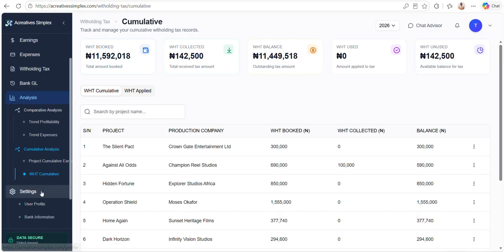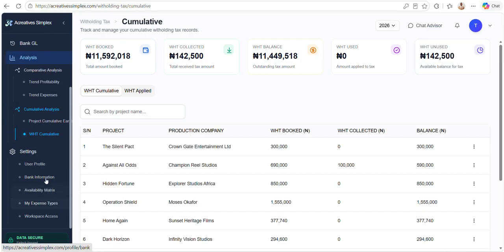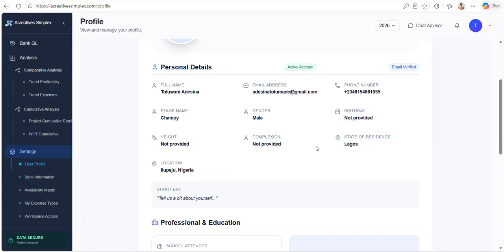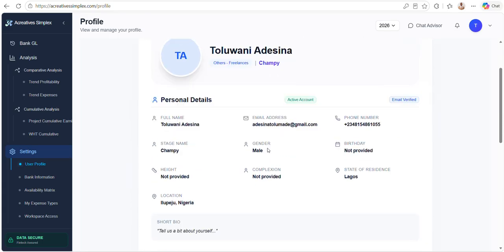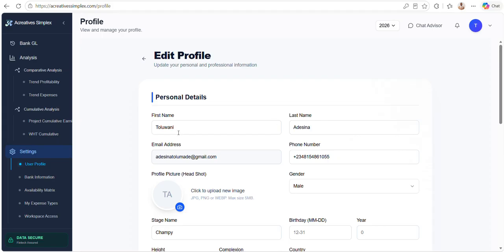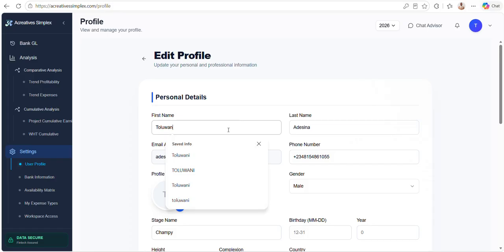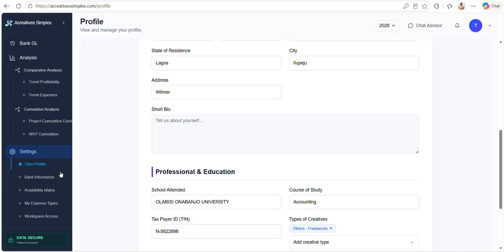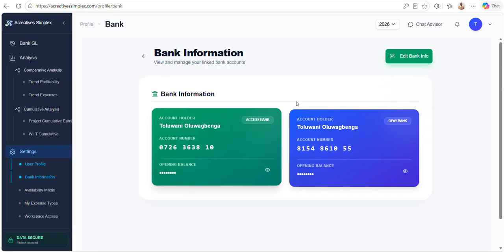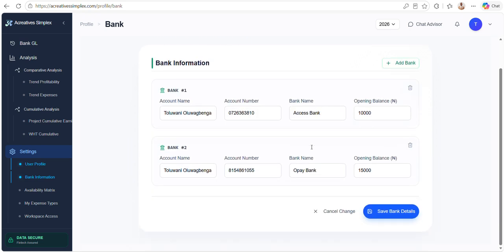Now we can also check our settings. If you want to do any setting, look at it. You can edit your profile. Look, while registering, while creating your profile, these are the information you supplied. If it's wrong, you can come and edit them and input the figure there. You can just change this information. Then for bank statement information, you can also edit your information by clicking. If there's any error, you can just quickly edit and save.